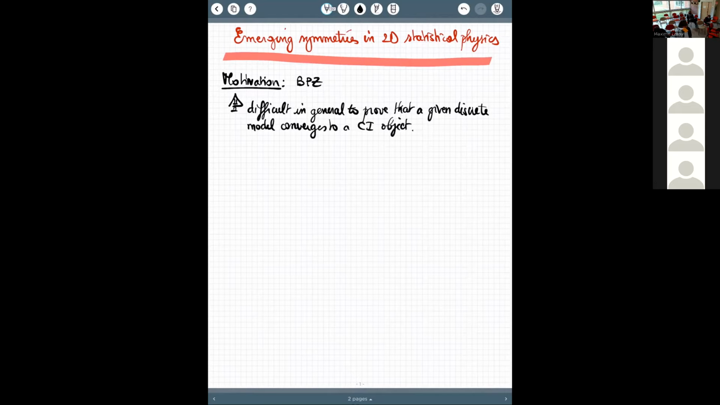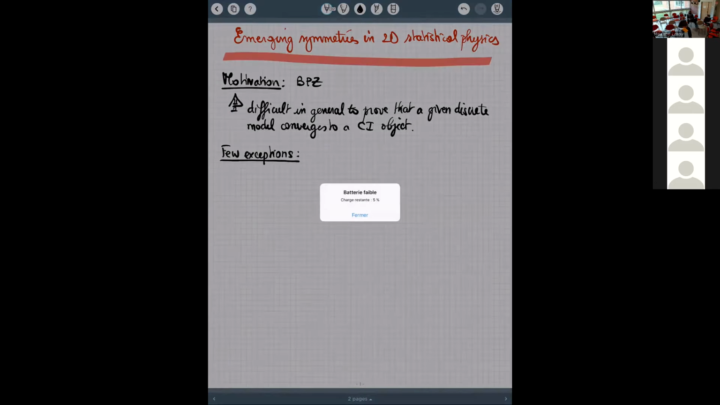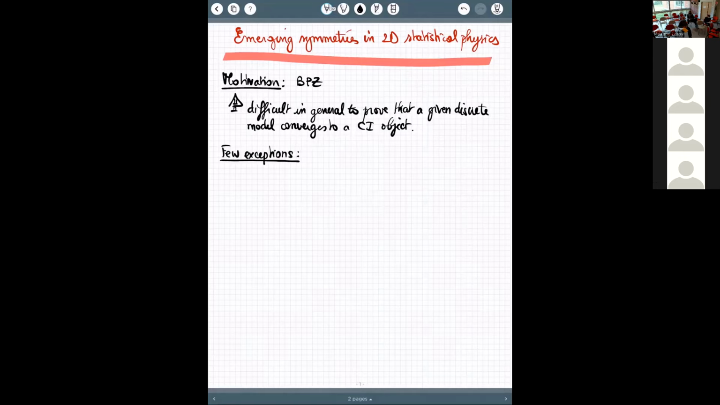This is really a challenging task mathematically. In fact, it's so challenging that there are a few exceptions where we did indeed manage, we meaning mathematicians, to prove conformal invariance, and these very few exceptions brought instant fame to the people who achieved this breakthrough. Okay, that's not good. I don't know why I have so little battery, but anyway.